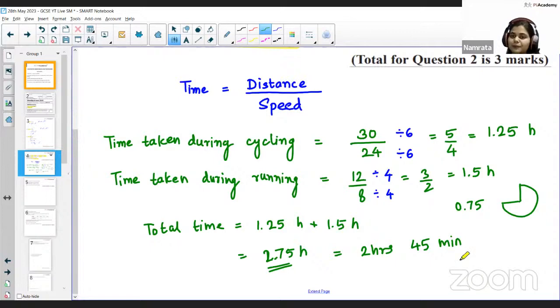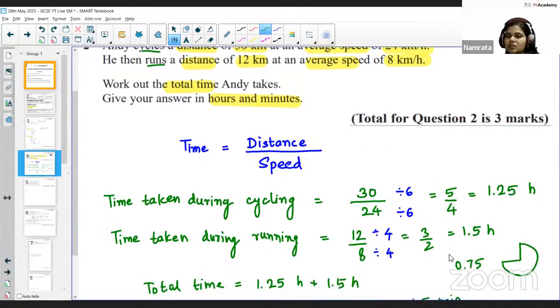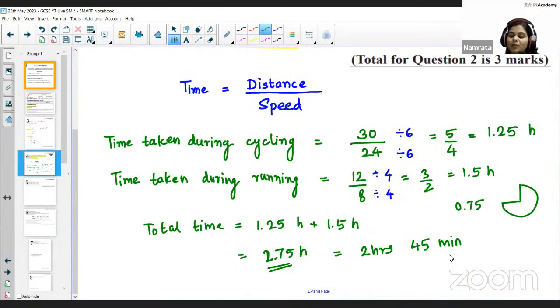I hope that's clear. So this question consists of 3 marks and 1 mark for each part. 1 mark will be assigned for time taken during cycling, then the time calculated during running, and the final mark will be allocated when you calculate the total time. I hope that helps you verify your answer too. Please give a thumbs up if you have got the same answer. Thanks a lot, Harini.